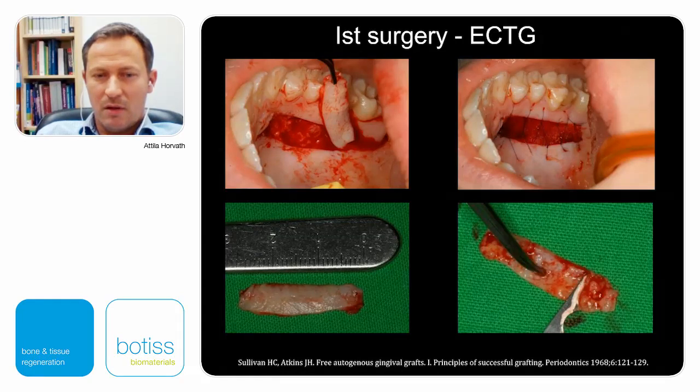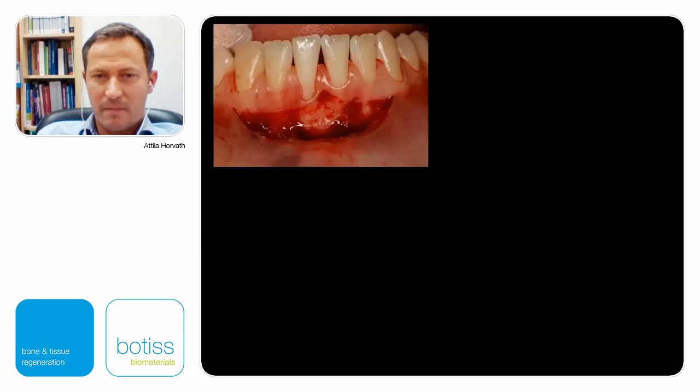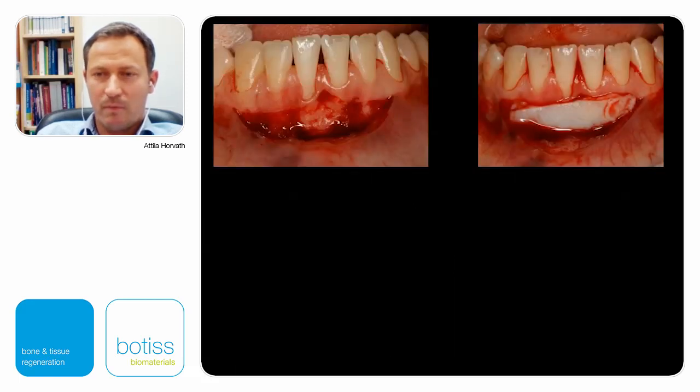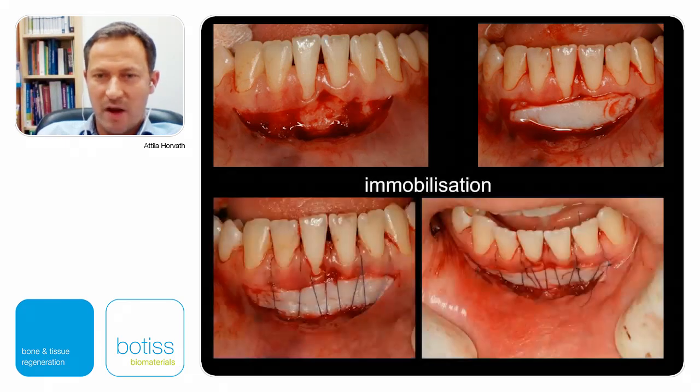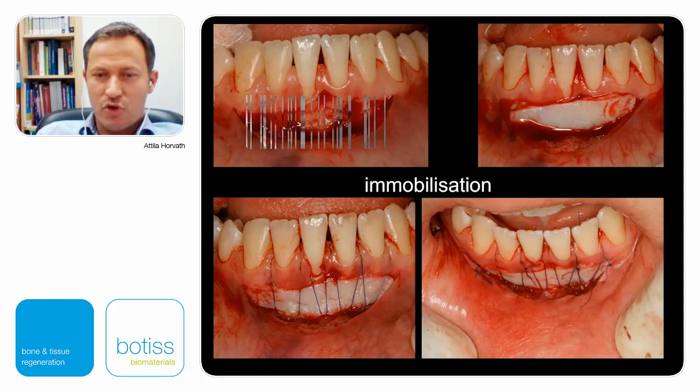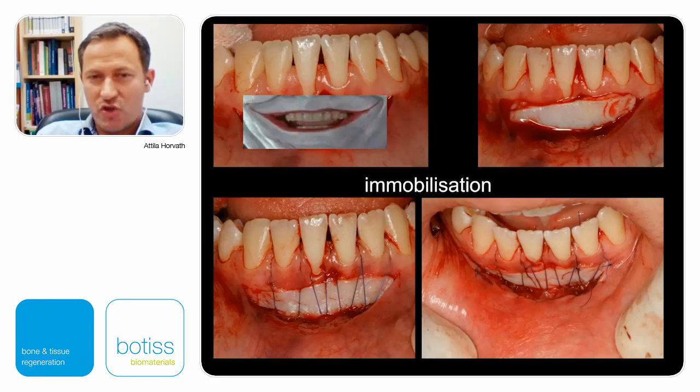Took the fatty cells, prepared the recipient bed, nicely trimmed the graft, placed it there, and immobilization. I believe immobilization is absolutely crucial, not only around teeth but also around implants, because the tight contact to the periosteum is absolutely crucial, because all the nutrition is going to come from there.